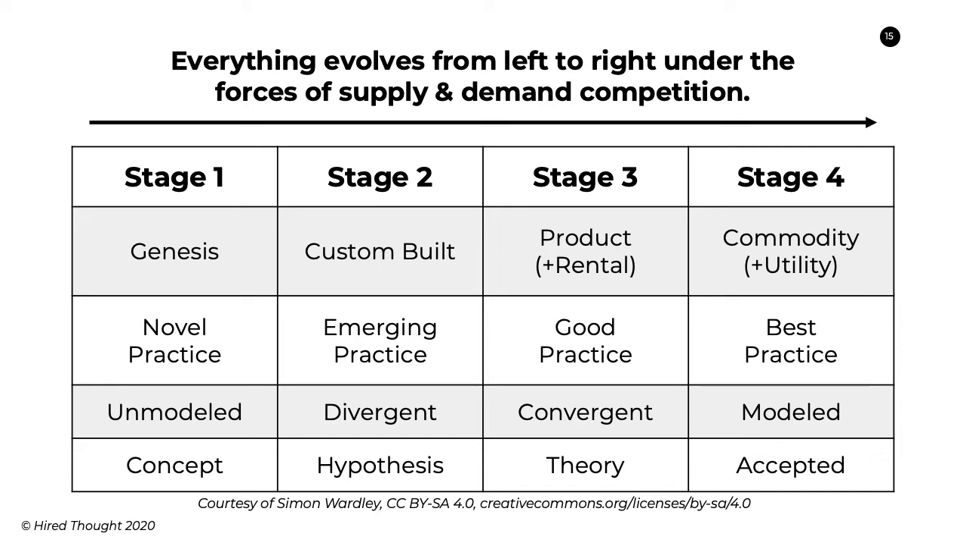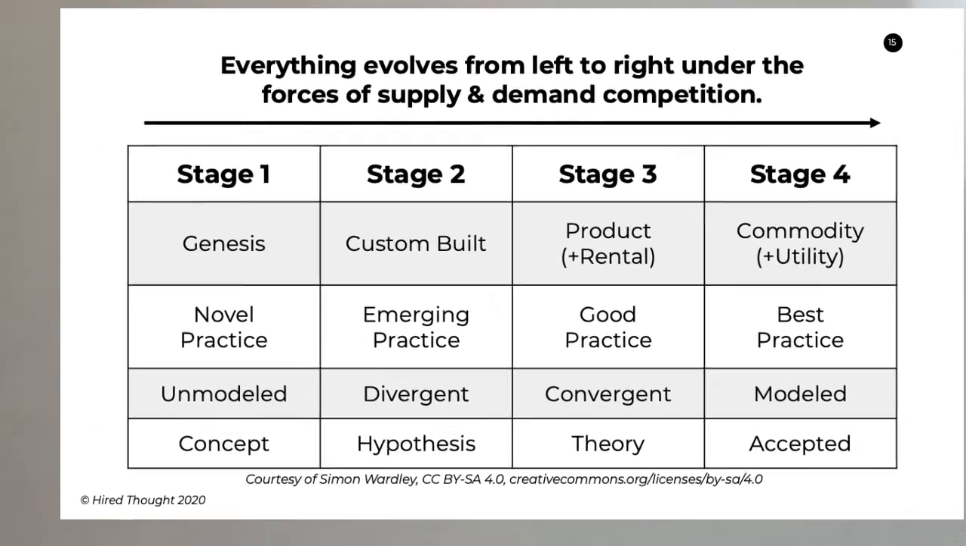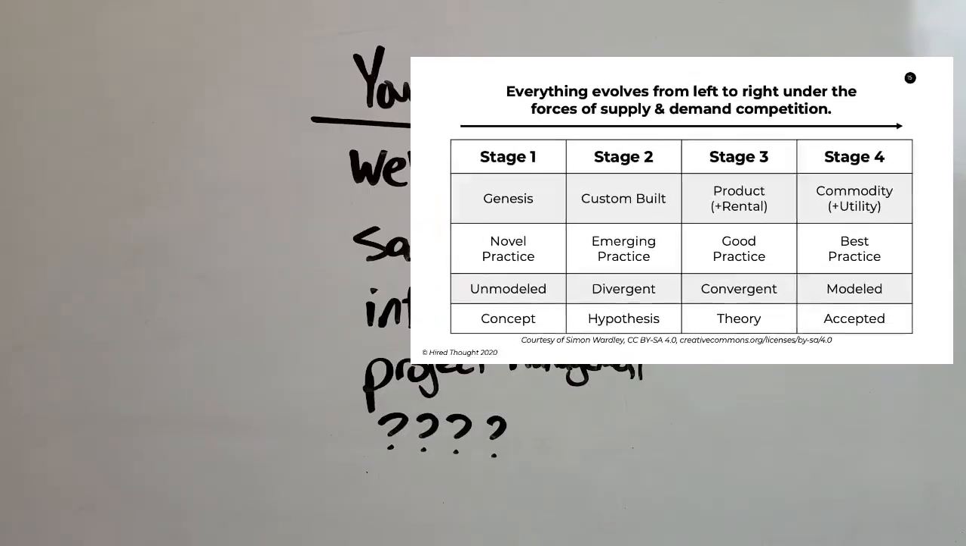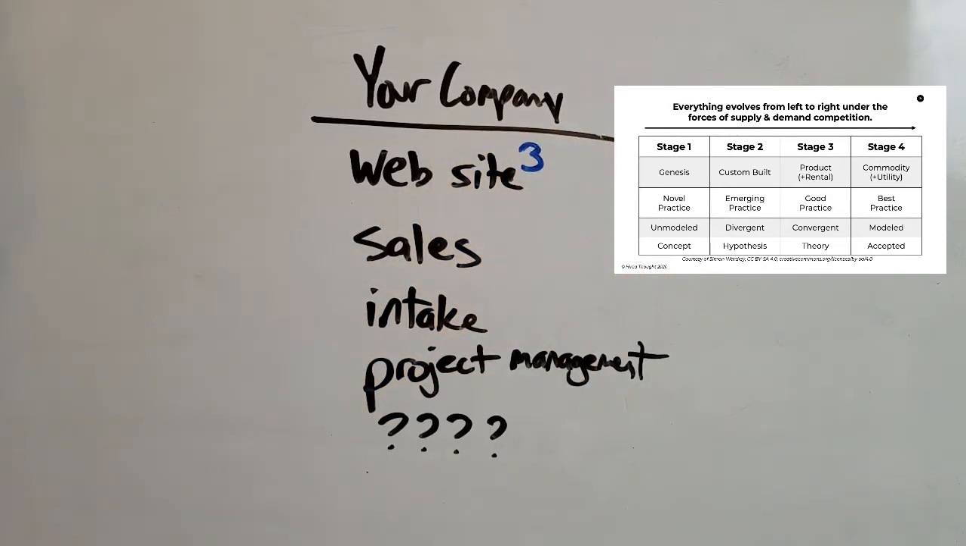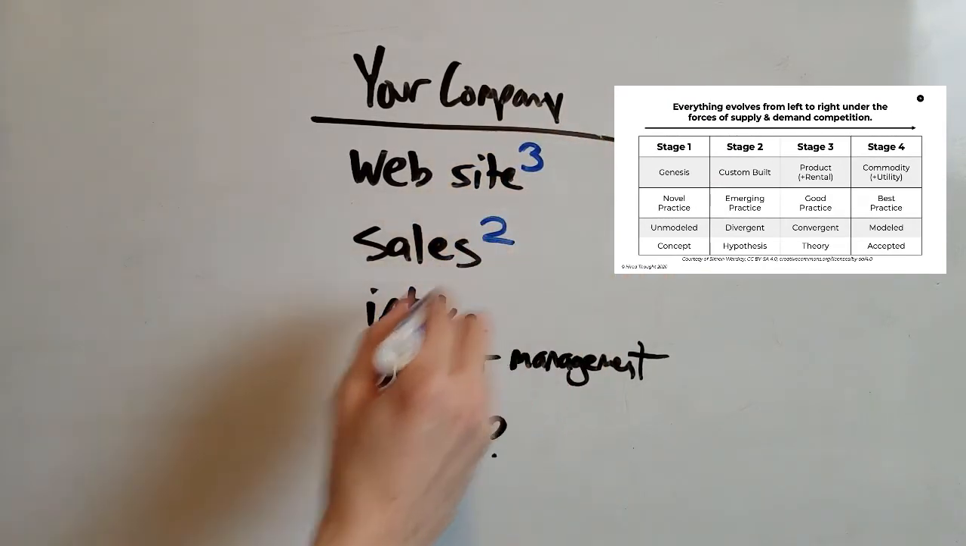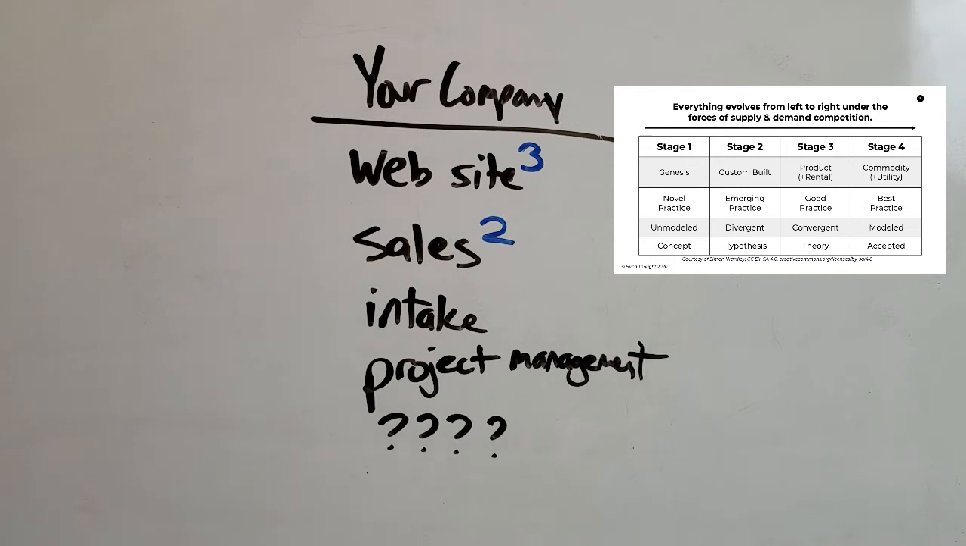Treat this like a simple categorization exercise where you're reverse engineering which stage your intuition thinks this part is in based on the table. Does it feel like it's in Genesis? Does it feel like it's more in custom built? Or is it more of a product? Or is it more of a commodity?